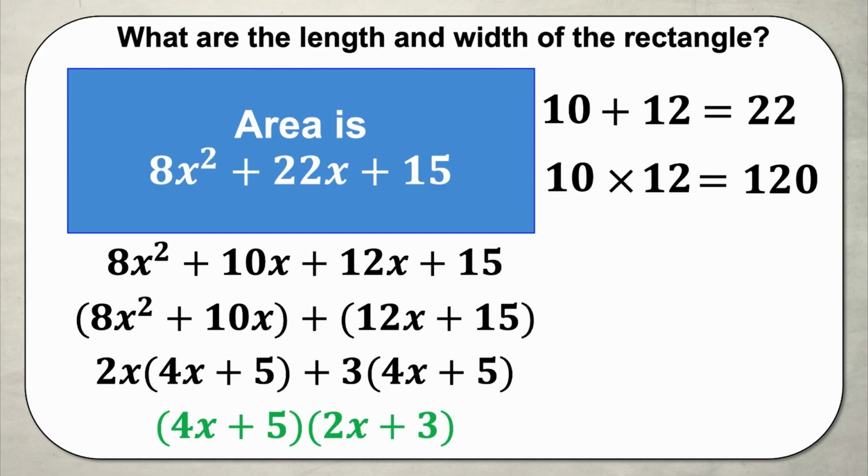But hold on, you might be wondering, the question asks you what the length and width are. Surely they can't have x's in them. Well, in this case, if I don't know what x is, then yes, I've simplified as far as I can. My length is 4x plus 5, and my width is 2x plus 3.